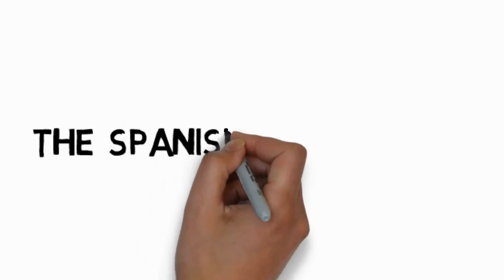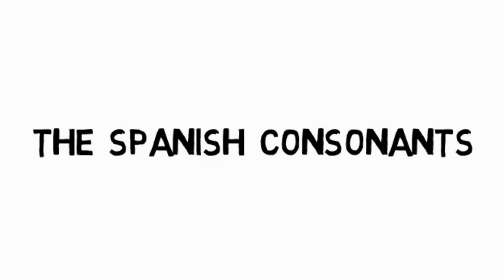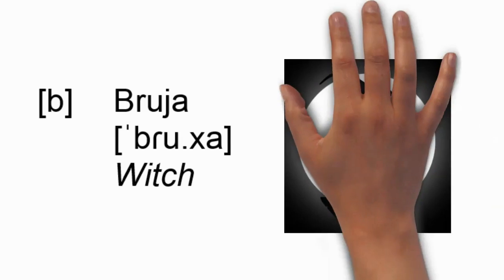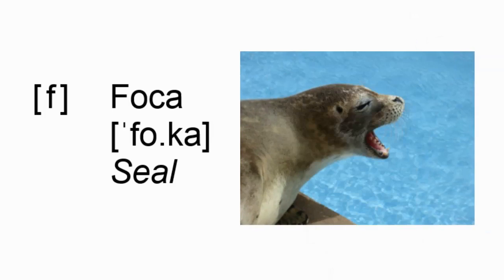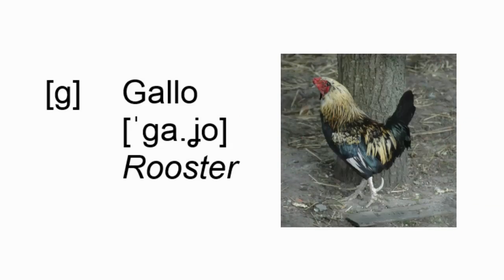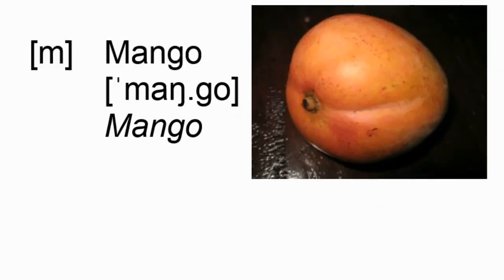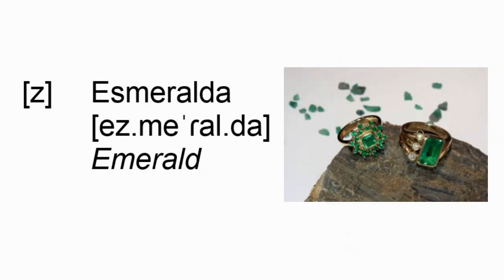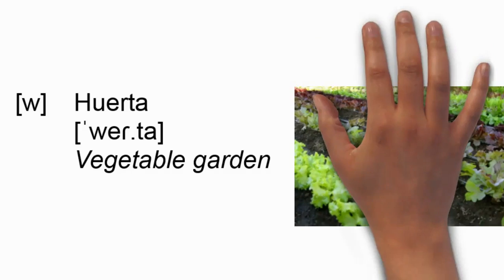And that's it for the Spanish consonants. To quickly review, we had 8 familiar consonants with familiar symbols. B as in bruja. F as in foca. G as in gallo. M as in mango. N as in nabo. S as in sirena. Z as in esmeralda. And U as in huerta.